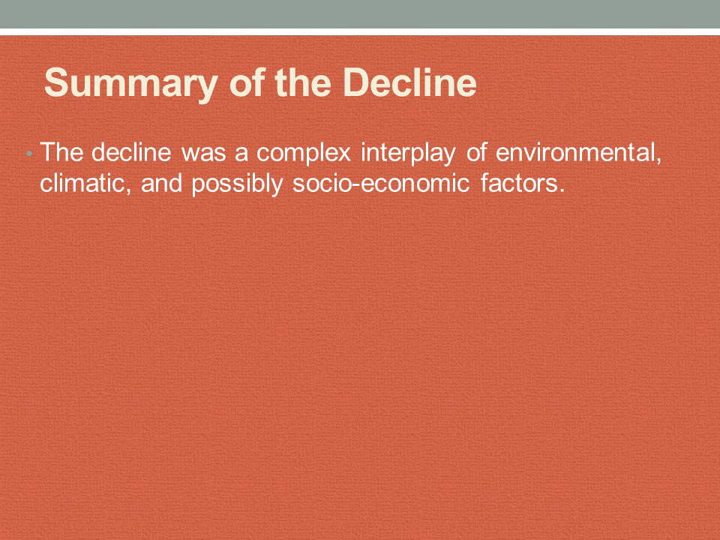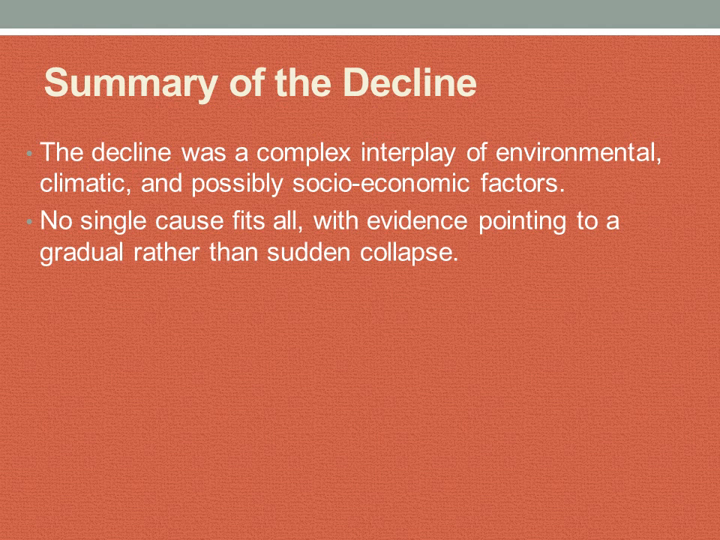Now, summary of the decline. The decline was a complex interplay of environmental, climatic and possibly socio-economic factors. So there was not one single cause for the decline, but it has been a complex process of environmental, climatic and socio-economic factors. No single cause fits all, with evidence pointing to a gradual rather than a sudden collapse.